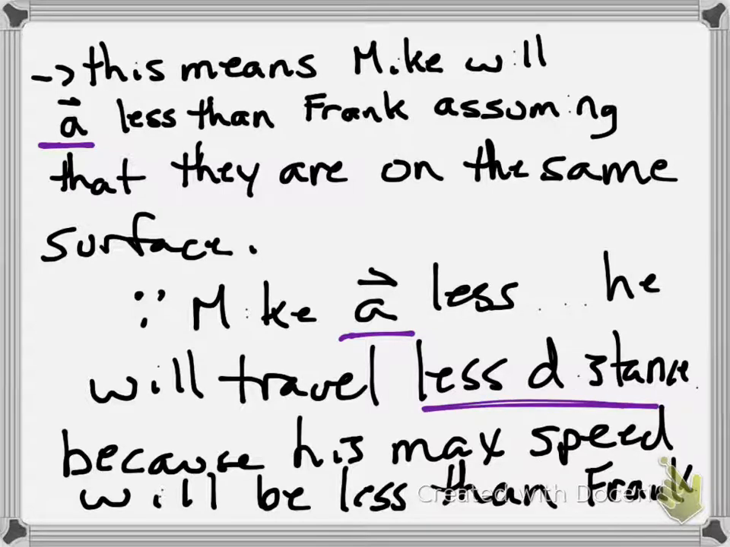Now, you don't have to go through and explain that with numbers and so on. It's just assumed that because you accelerate less, you're really going to reach a lower maximum velocity or speed. And because it's on the same surface, that means that you are just not going to travel as far. And so when you glide to a stop, your max speed is going to be less between Frank and Mike, and that's what's going to cause them not to travel as far.